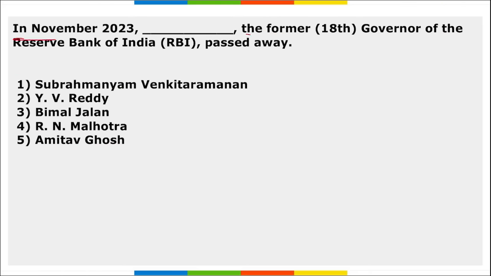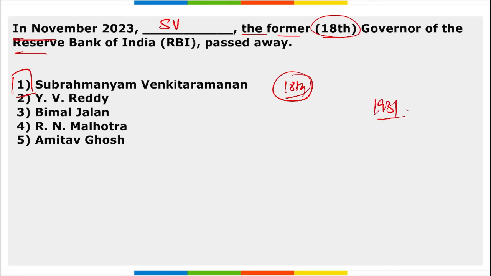Next, in November, Dash, the former 18th governor of RBI Bank, passed away. So Subramanyam Venkitaramanan recently passed away. He was the 18th governor, former 18th governor of RBI. He was born in 1931 in Tamil Nadu.